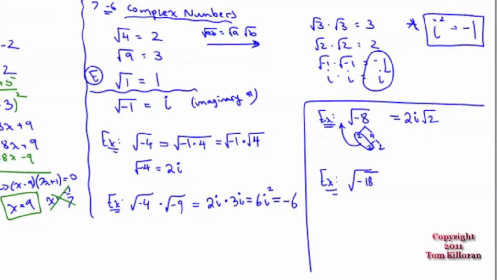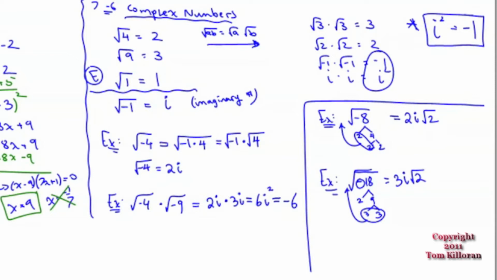Just worry about the 18 first. So 18 is 2 and 9, which is 3 and 3. What comes out? A 3. But what else comes out? An i, from the negative. So we're going to get 3i square roots of 2.